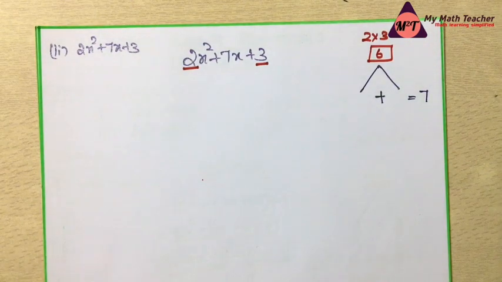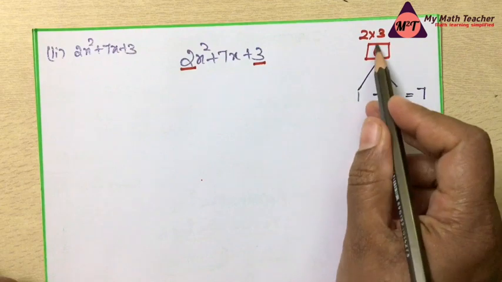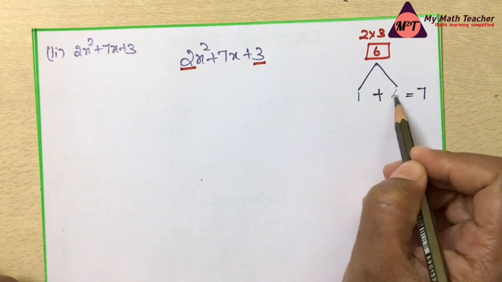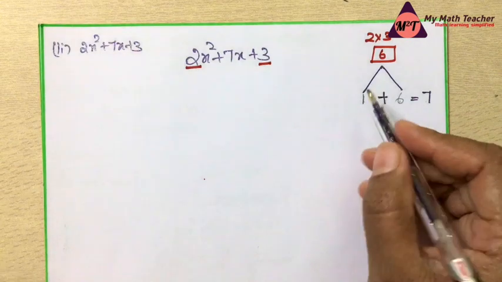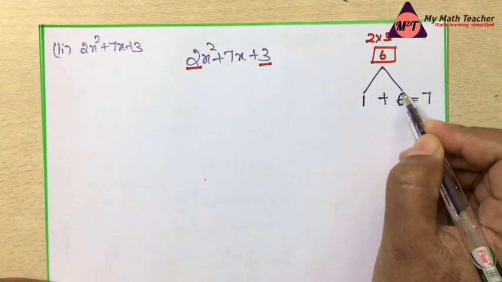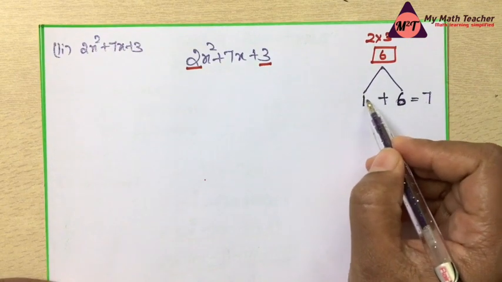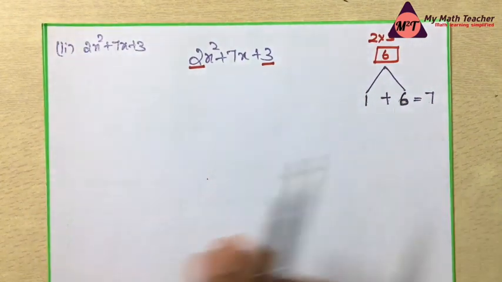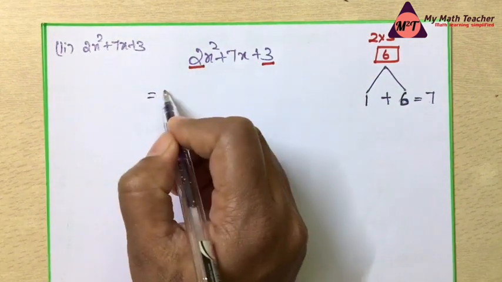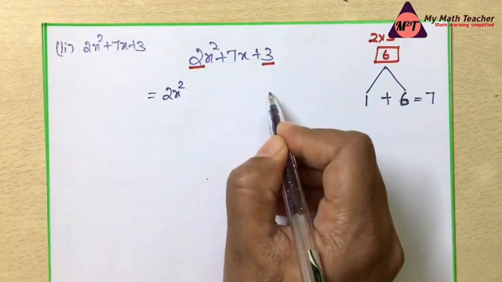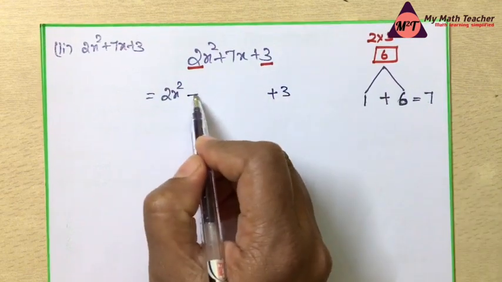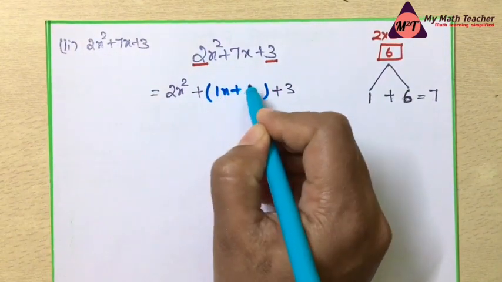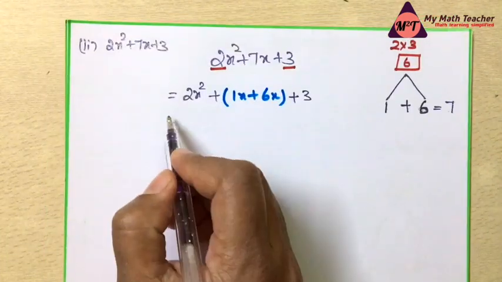Now let us start from the ascending order, that is 1 into 6 gives us 6. Now 1 plus 6 is equal to 7. In the first attempt itself, we have got the right answer, that is 1 plus 6 is equal to 7. 1 into 6 is equal to 6. Let us split the middle term and write like this, 1x plus 6x. So this is equal to the first term as it is, and the last term plus 3 is also the same way, plus 7x can be written as 1x plus 6x.